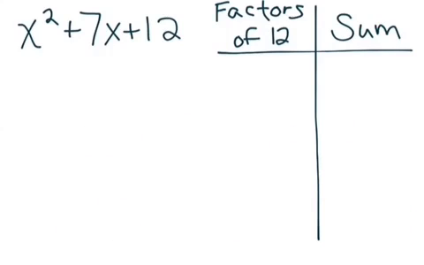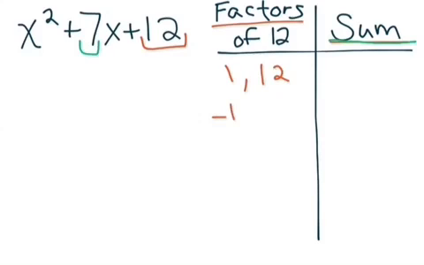Okay, so let's talk about logistically what we're going to do. We're going to make a table of factors and sums. We know that we need two numbers that can be multiplied together to make this number and added together to make this number, because of the reverse FOIL going on here. So we've got to do factors of 12. Remember, we can do negative and positive. So we've got 1, 12. We've got negative 1, negative 12. We've got 3, 4. We've got negative 3, negative 4.